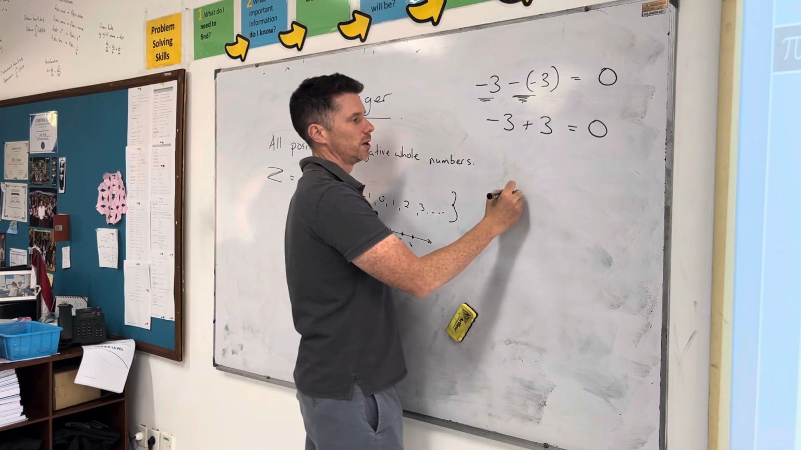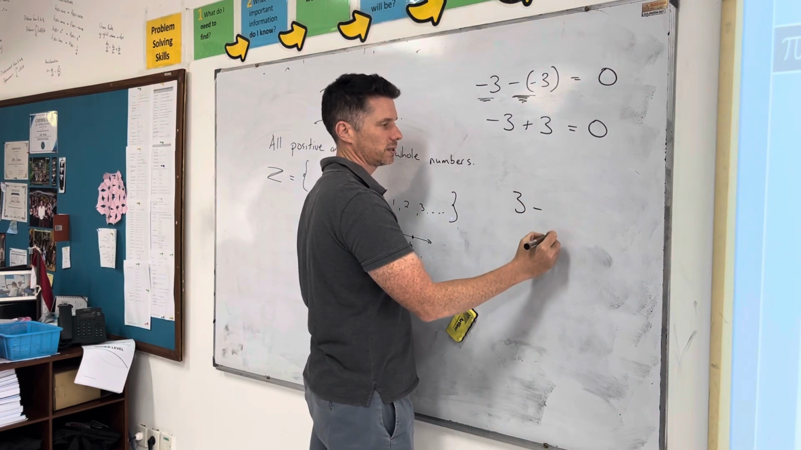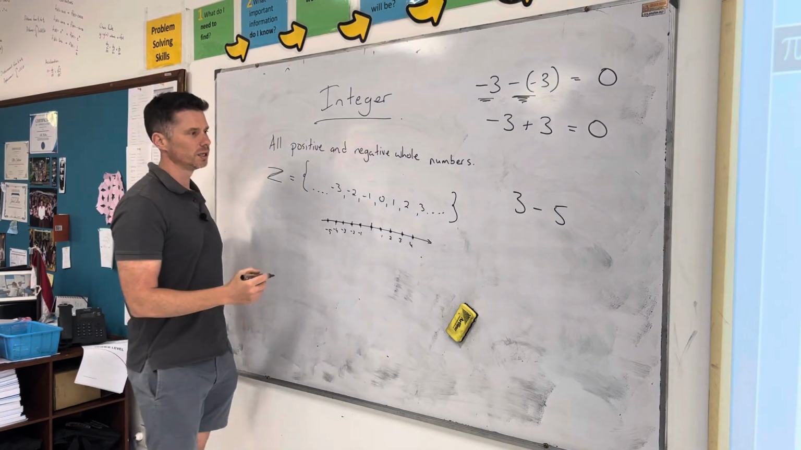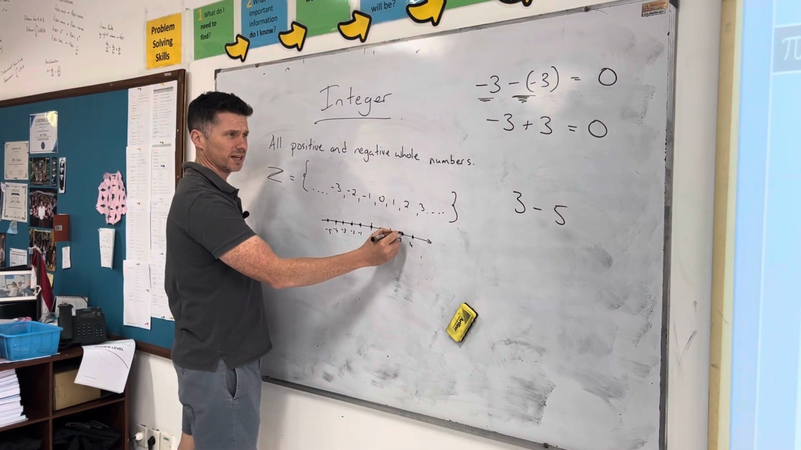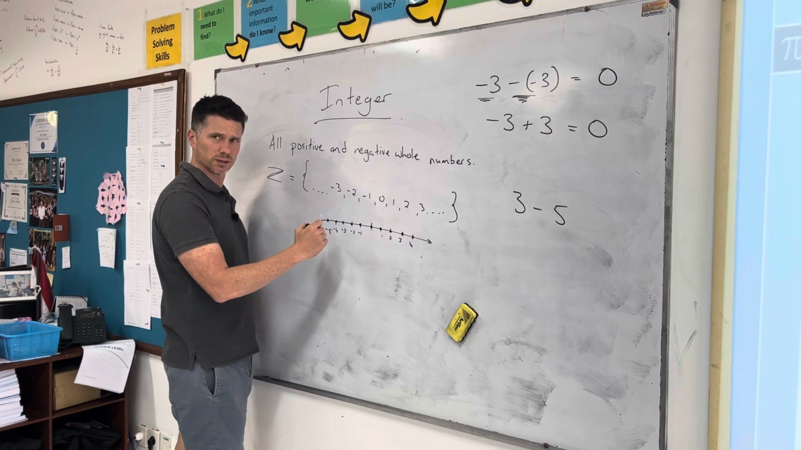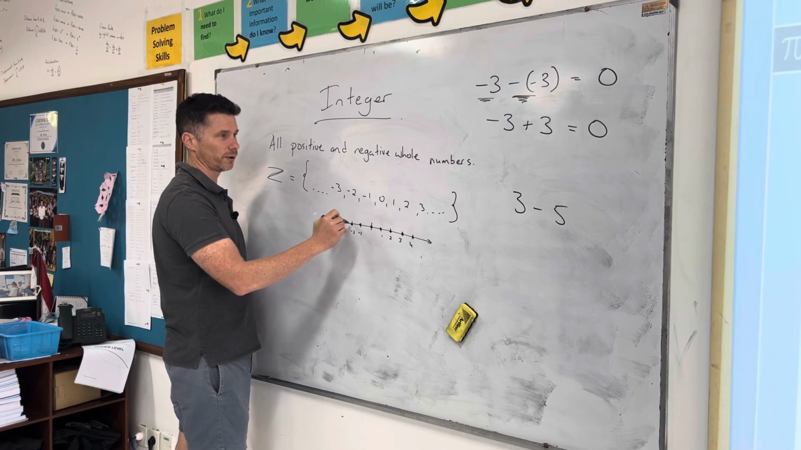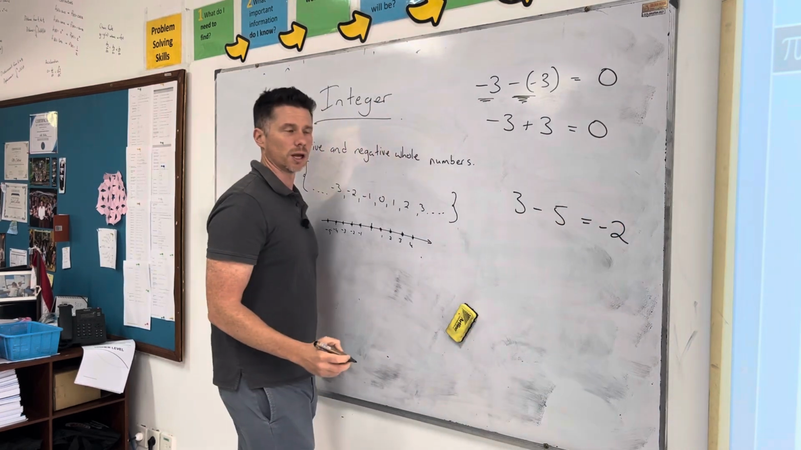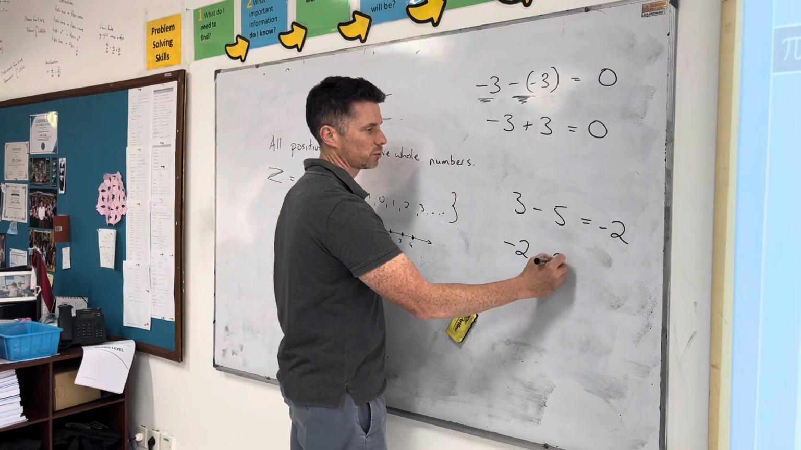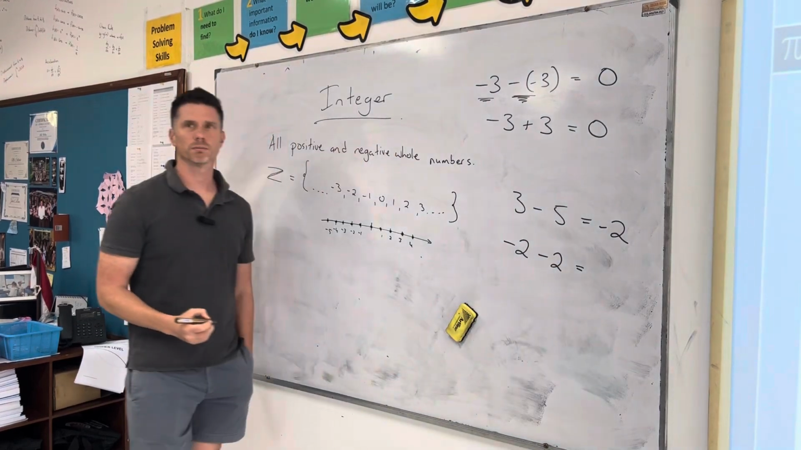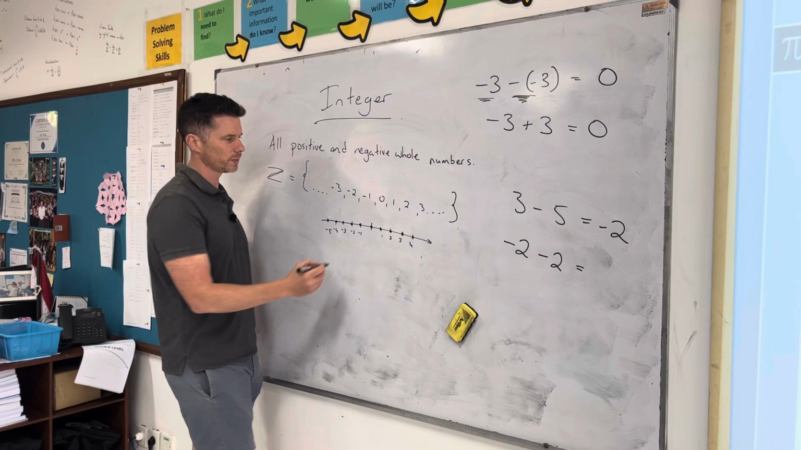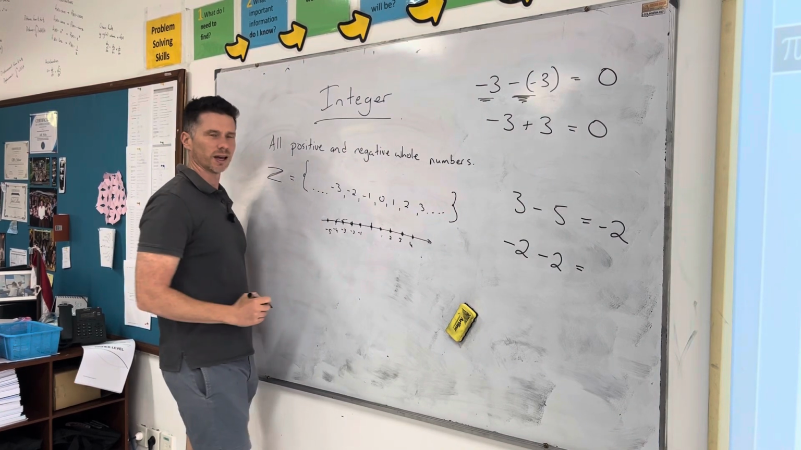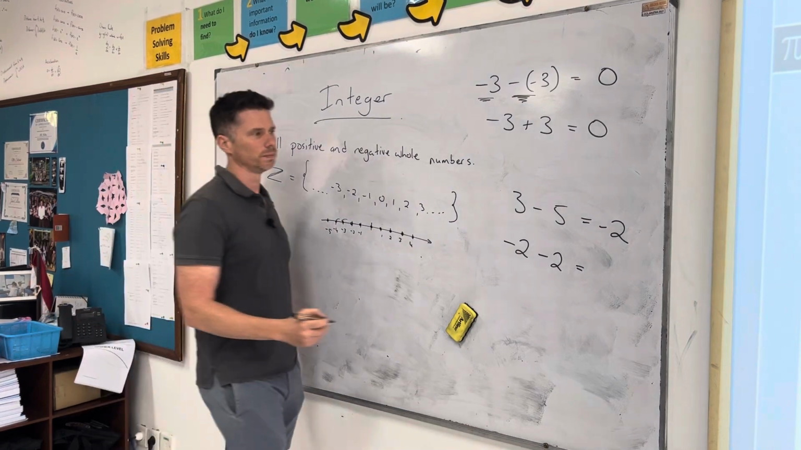So I'll do another example here. If I have positive 3 minus 5, what do I get? So I'm on positive 3. Now if I need to subtract, I need to go to the left. 1, 2, 3, 4, 5. I end up with negative 2. Now if I started at negative 2 and I want to subtract another negative 2, where do I end up? 0? No. If I have negative 2, I go back. Negative 4.